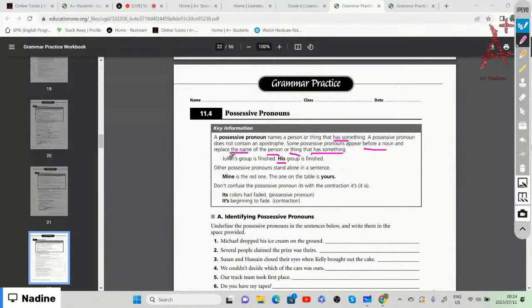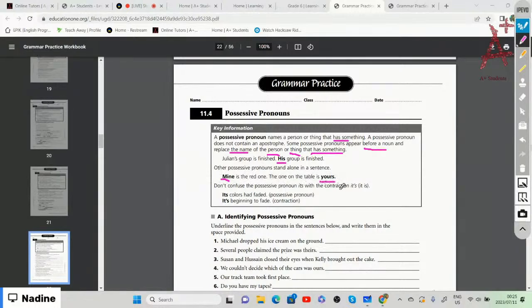Then we also have other possessive pronouns that stand alone within a sentence. For example, mine is the red one, and the one on the table is yours. So mine is the red one. It is not replacing a person's name, but it's basically just standing alone within a sentence. The other one on the table is yours.